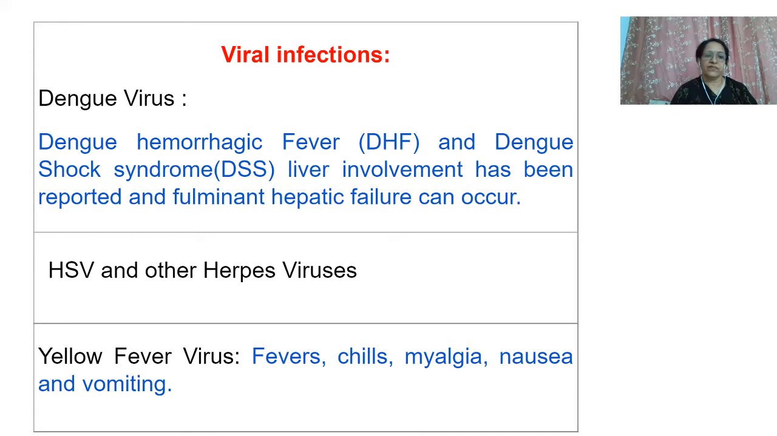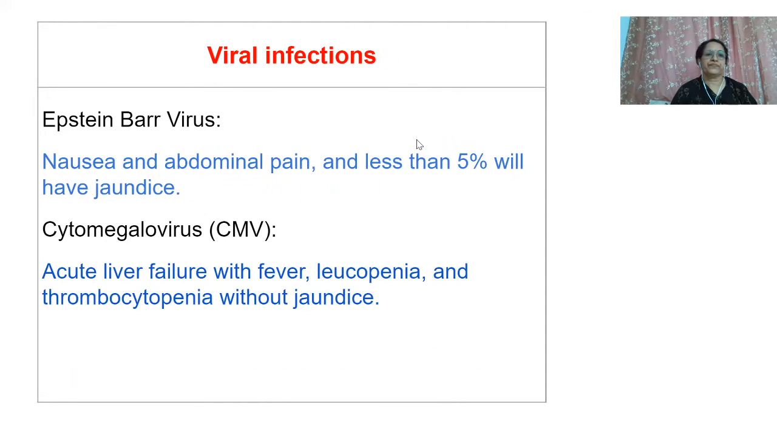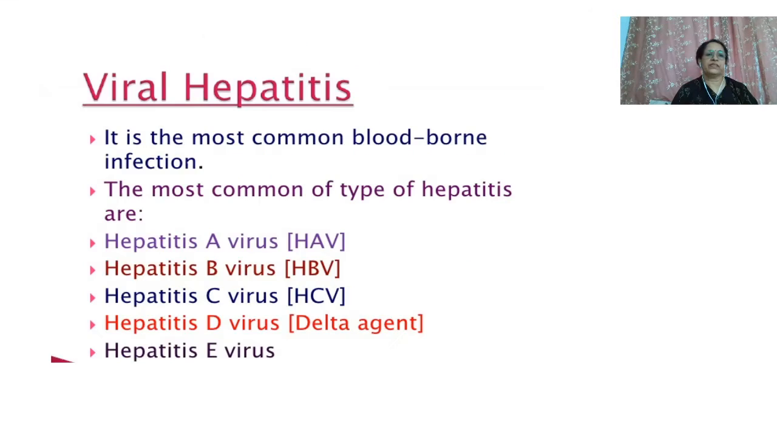Yellow fever virus causes infection to the liver, where there is fever, chills, myalgia, that is joint pain, nausea, as well as vomiting. The next viral infection is by Epstein-Barr virus. There is nausea, abdominal pain, and here less than 5% may have jaundice during the infection by this Epstein-Barr. Then the next disease is by cytomegalovirus or CMV. There is acute liver failure with fever, leukopenia, and thrombocytopenia without jaundice.